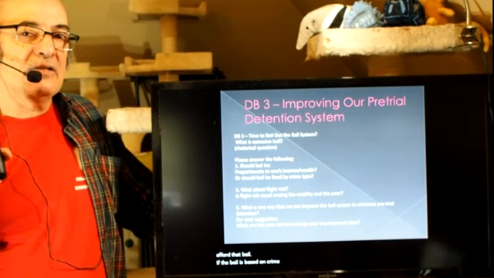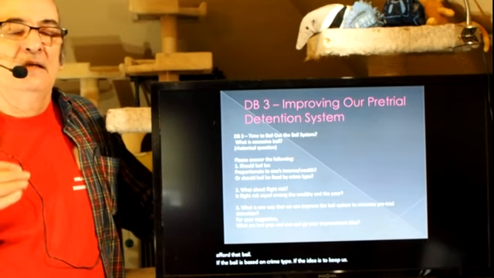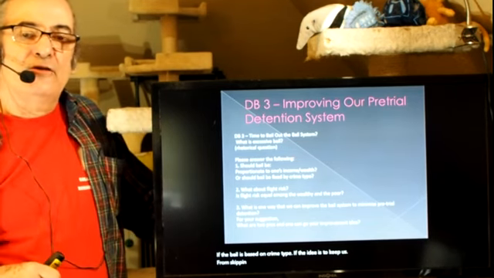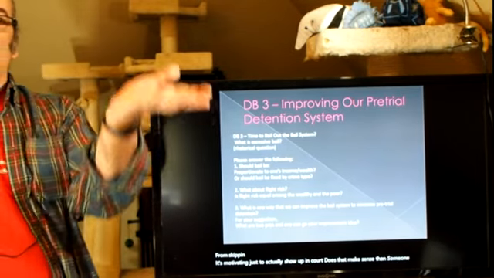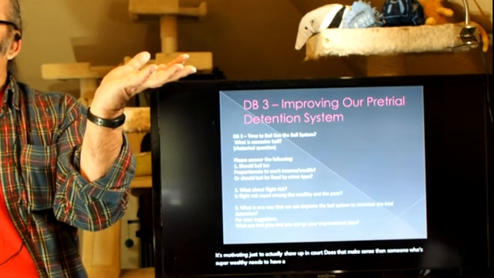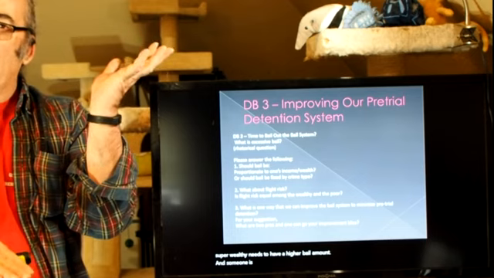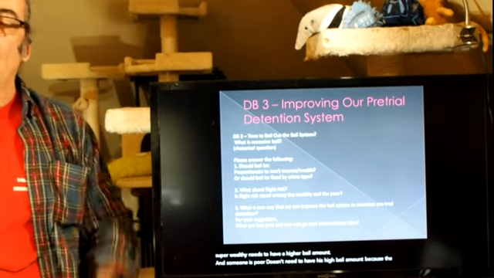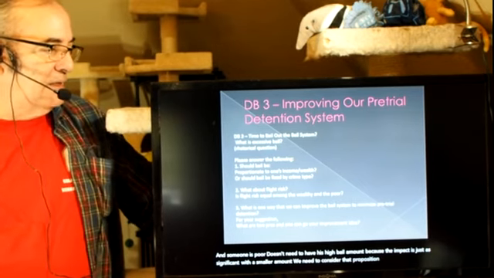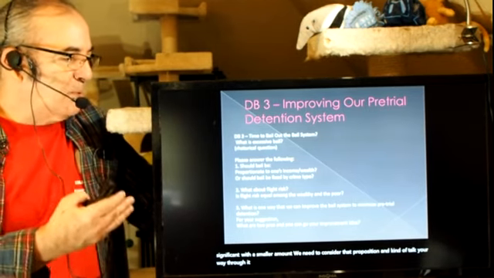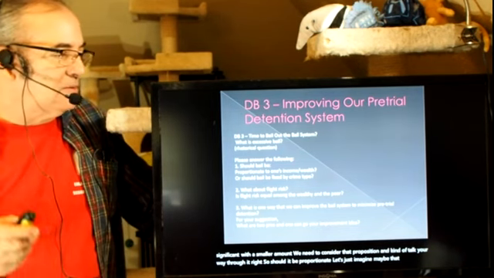If the idea is to keep us from skipping, it's motivating us to actually show up in court. Doesn't it make sense that someone who's super wealthy needs to have a higher bail amount, perhaps, and someone who's poor doesn't need to have as high a bail amount because the impact is just as significant with a smaller amount? I want you to consider that proposition and talk your way through it. So should it be proportionate? Let's just imagine maybe that there's a different system that's possible.